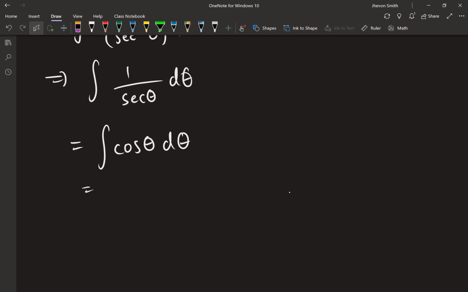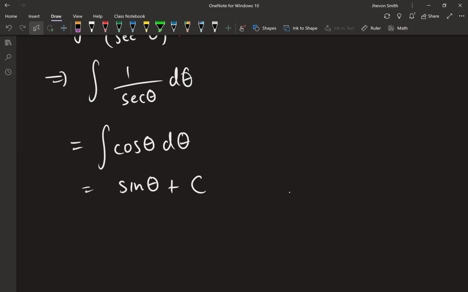So you'd integrate that, you get positive sine. Students often mess up the sign of the sine. Okay, so the answer here is just sine of theta plus c.